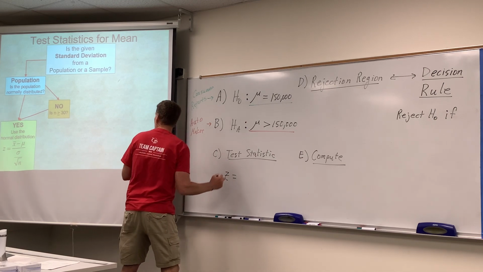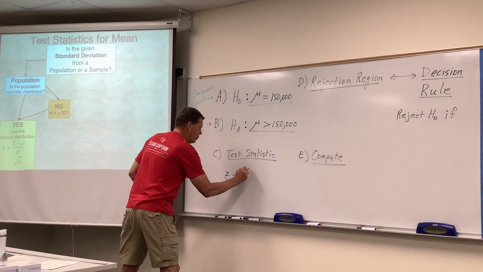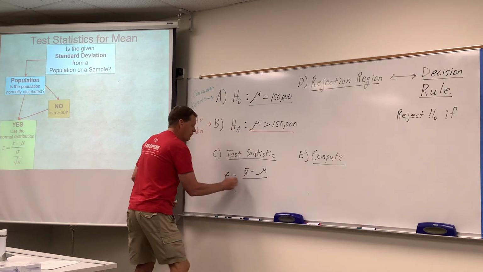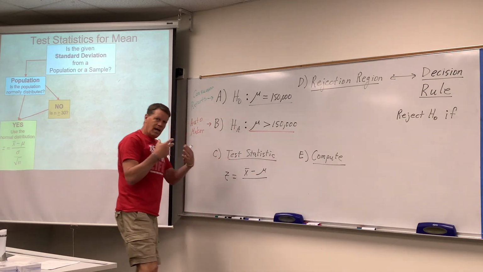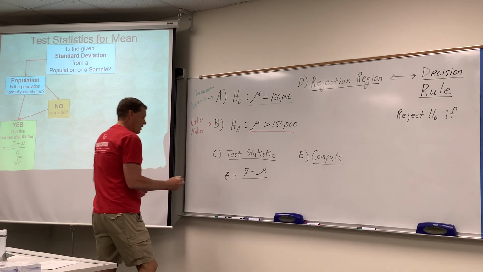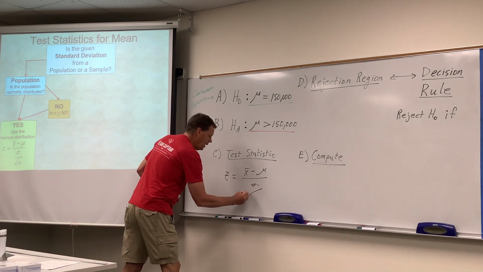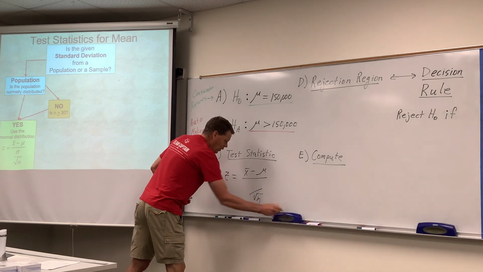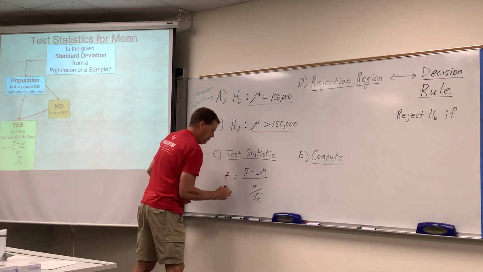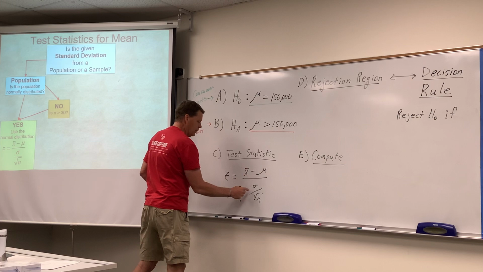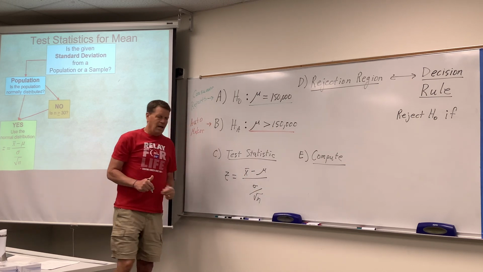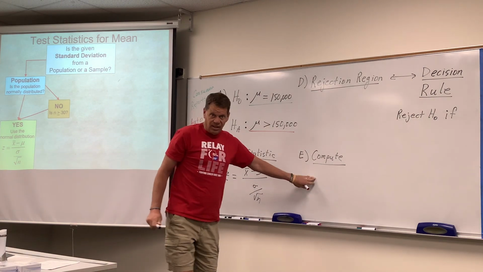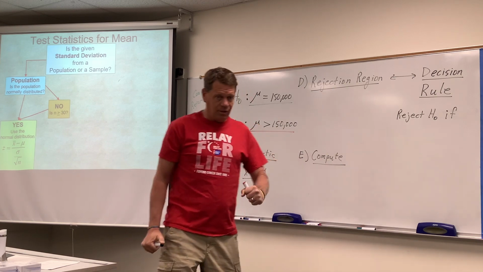And I want to remind you that we'll be plugging numbers into this thing a little bit later in the process. In fact, when we get to E, where we do the actual computation. And so let's just write the formula down for now, and then we'll concern ourselves with remembering what these symbols represent and so forth. Okay, so x bar minus mu over sigma over the square root of n. And that'll be our test statistic that we'll do later when we do the computation.